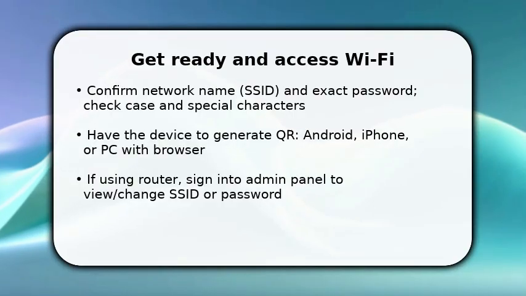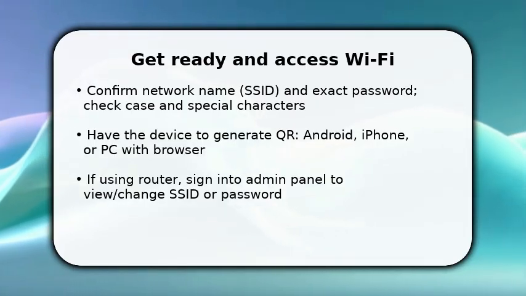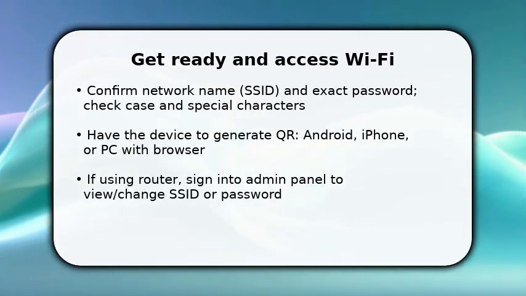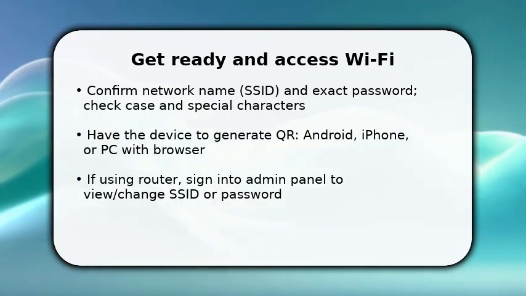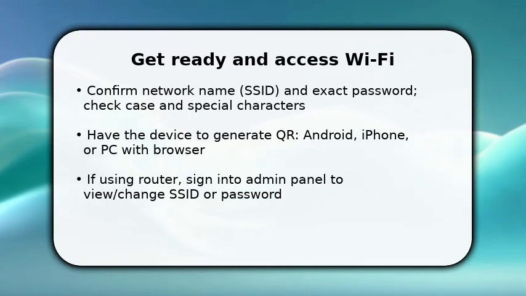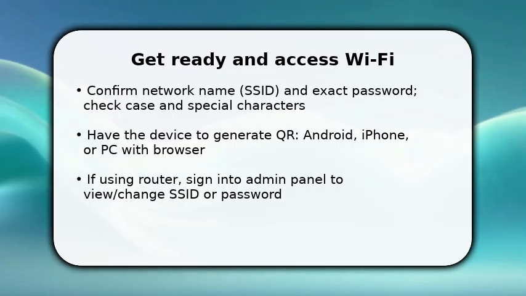You start by verifying the SSID and the exact password. Typing errors ruin a QR. Once done, pick your generator device. Android gives a built-in option, iPhone requires shortcuts or a web tool, and a PC uses any QR site. Make sure you can log into the router if you need to change credentials.